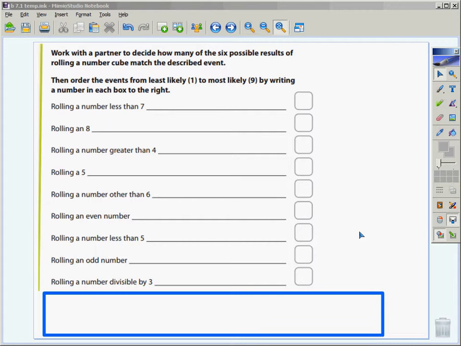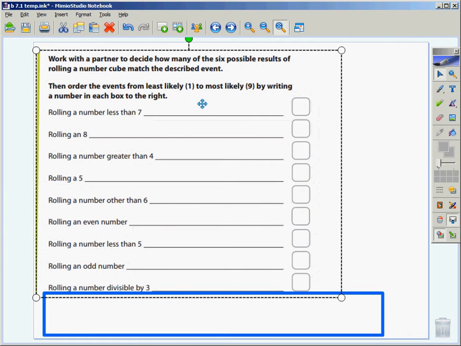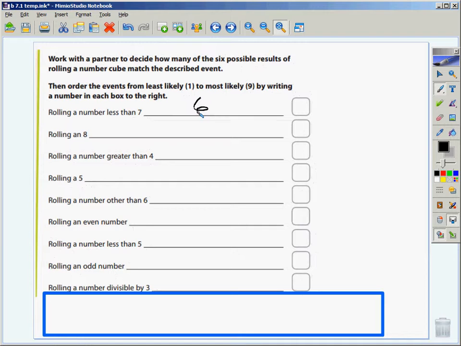If you take a look at this page, they said work with a partner to decide how many of the 6 possible results of rolling a number cube match the described event. So, how many numbers on a number cube are less than 7? 6 of them. So, on that line, let's just go ahead and put a 6. How many numbers on a number cube would be an 8? 0.